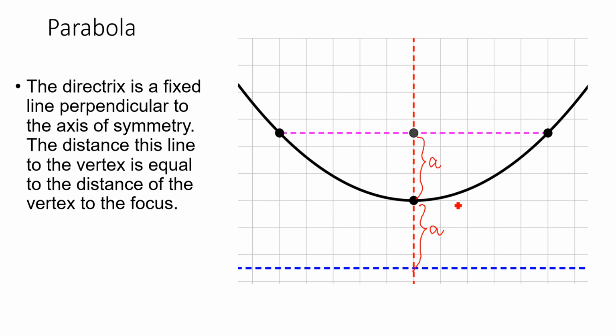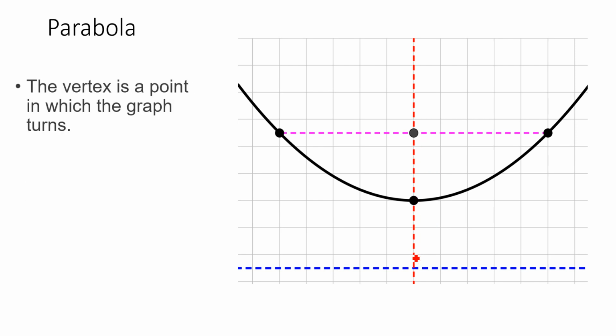And always remember that the directrix is always perpendicular to our axis of symmetry. Now, let's have the vertex. I guess the vertex was given to you when you were in grade 9. So just to recall, the vertex is a point at which the graph turns. Since the parabola turns once, it has one vertex. In this case, the vertex is this point, the turning point of the parabola.